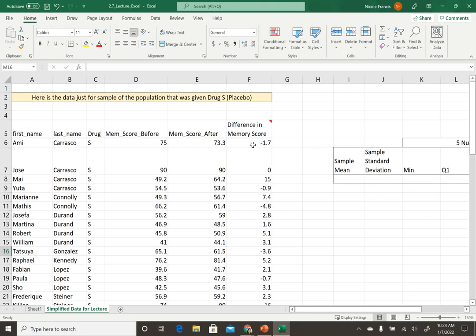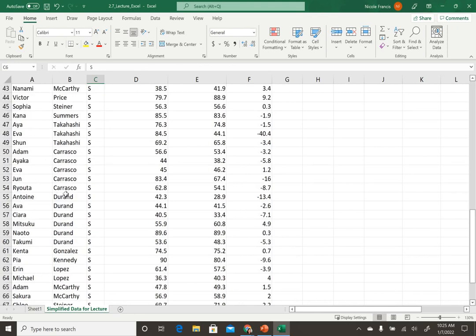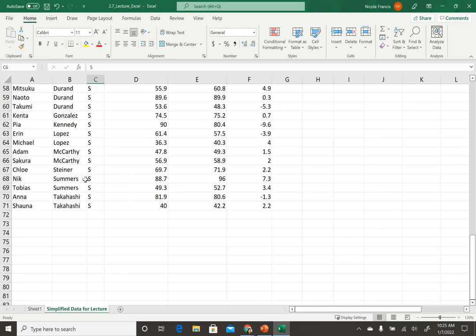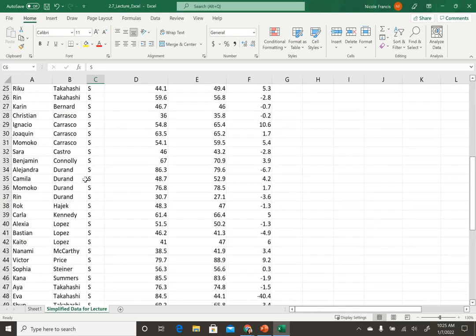I've simplified the data a little bit for our class because it had a lot of different variables in it. But in this one, the variable is just going to be the difference in our memory score. The population is every person who takes the drug, every human being, I guess, would be our population. And the sample in this case is the people who are given S, which is the drug that is a placebo. When you do this in your write-up one, you're going to be doing drug A, which turned out to be Xanax. All right, and you'll see how many people are in the study. It starts at number 6 and goes until number 71 inclusive. So I think that makes 65 people in this study.